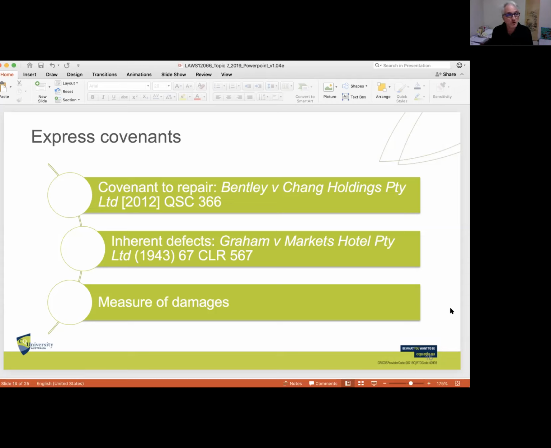A covenant as to user, that is how you can use the premises, and that's part of the discussions, of course, that I had prior to the creation of the lease between the parties in terms of, well, what is the lessee going to do with these premises, and the covenant to pay rent, again, in terms of the express covenants. Just referred to some cases there that you can have a look at in your casebook.